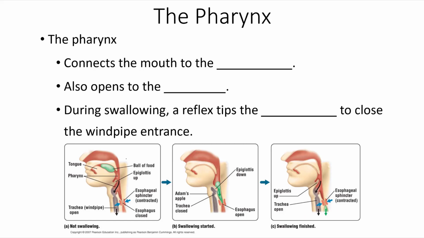The mouth leads to the pharynx, or the throat, and the pharynx has the connection both to the esophagus and the trachea. Now, the esophagus leads to the stomach, and that is the next destination for food that is being swallowed, whereas the trachea leads to the lungs, and that's where air should go when we're breathing.